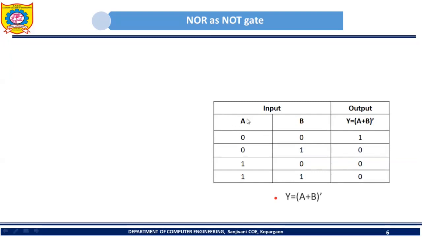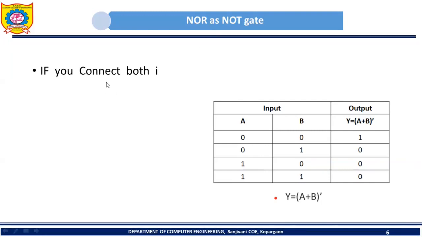So see, this is truth table for NOR gate. So in case of NOR gate, we know that when all inputs are 0, then output of NOR gate will be 1, otherwise output will be 0. Then this is Boolean expression for NOR gate, that is y is equal to (a or b) whole prime. Now let's try to understand how we can perform NOT operation using NOR gate.